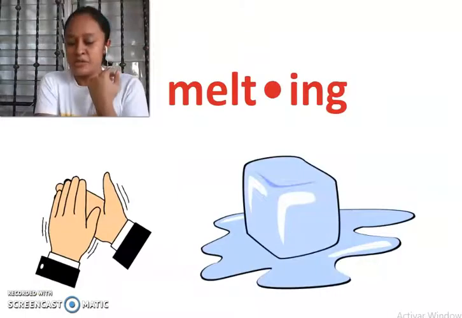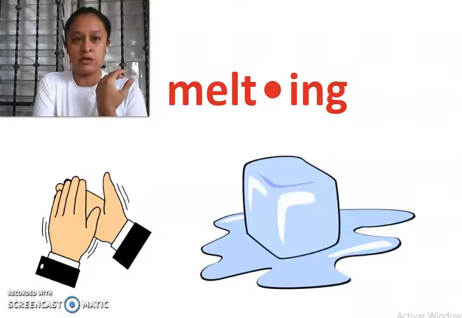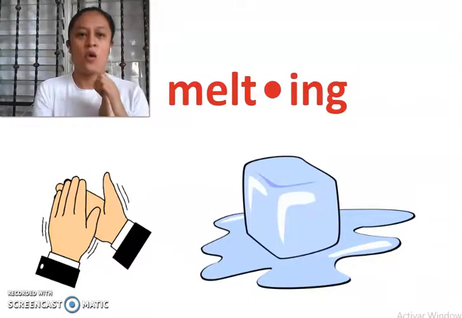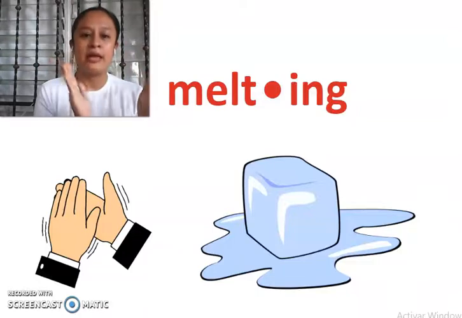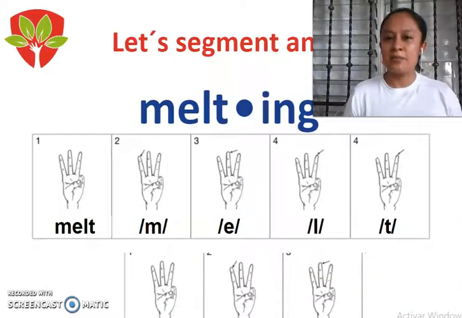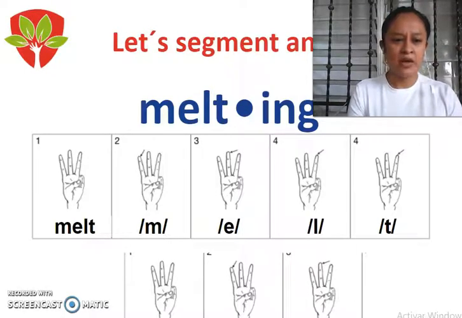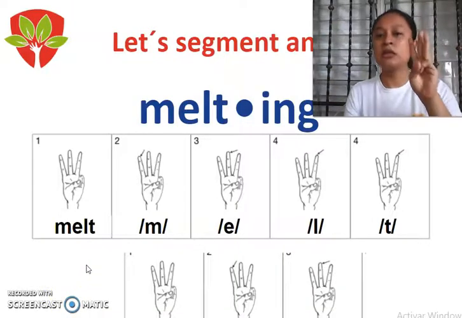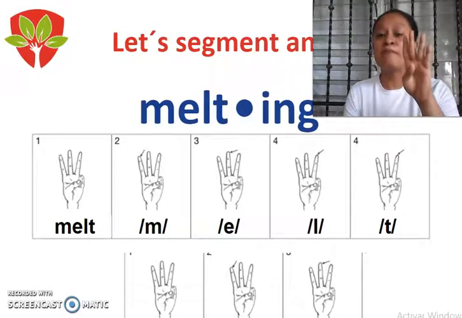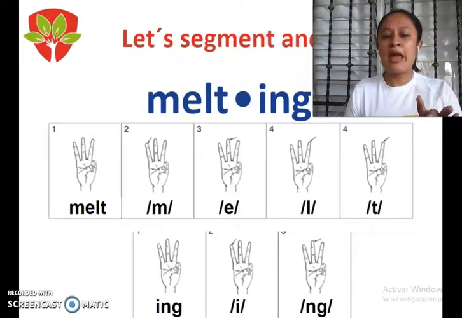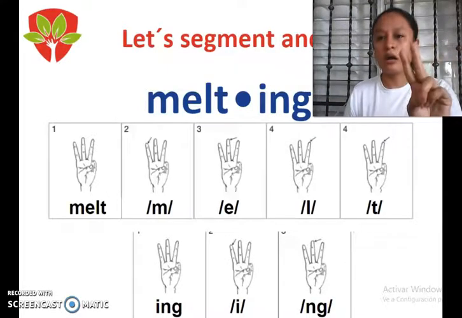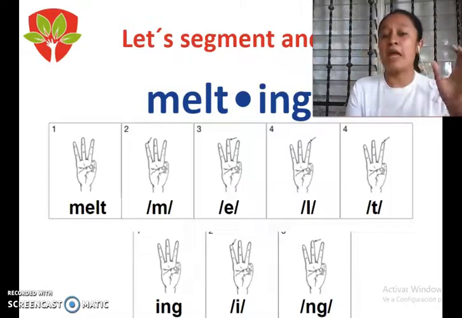Let's clap, guys, while we say the word melting. Okay, so let's repeat after me. So we have melt-ing. One more time, we have melt-ing. Let's segment and blend. Okay, so we're going to do the first part. So we have first melt, right? So we have m, e, l, t. If we blend it, we have melt. So now if you see the last part, we have ing. Okay, so we have i, ng. So if we blend it, we have ing.